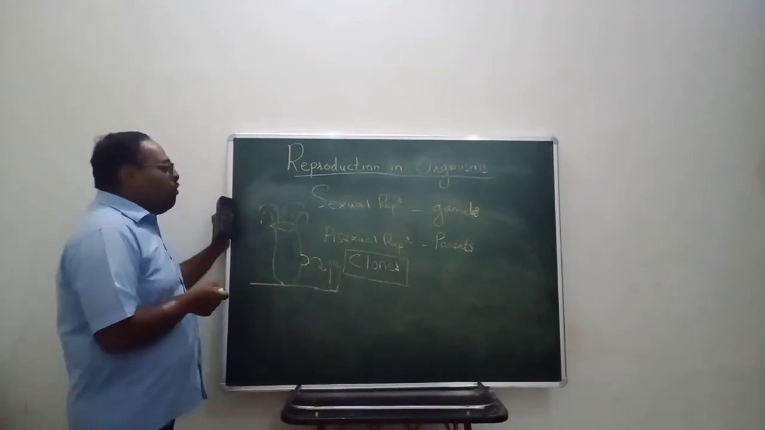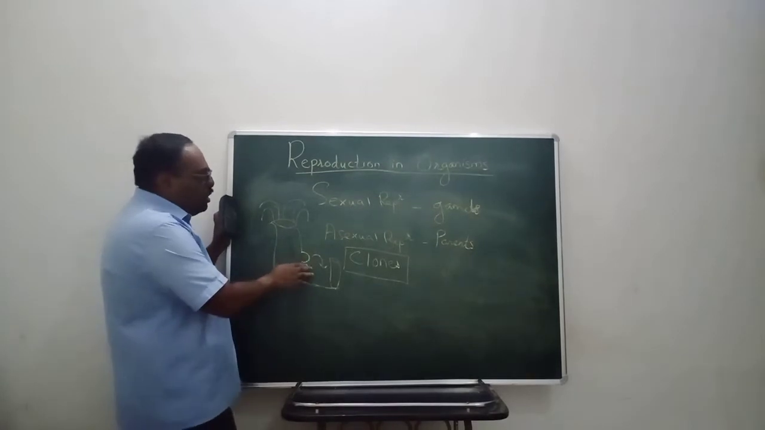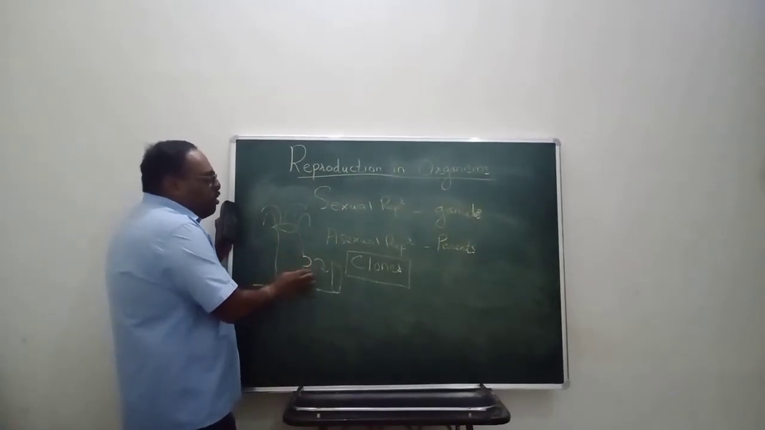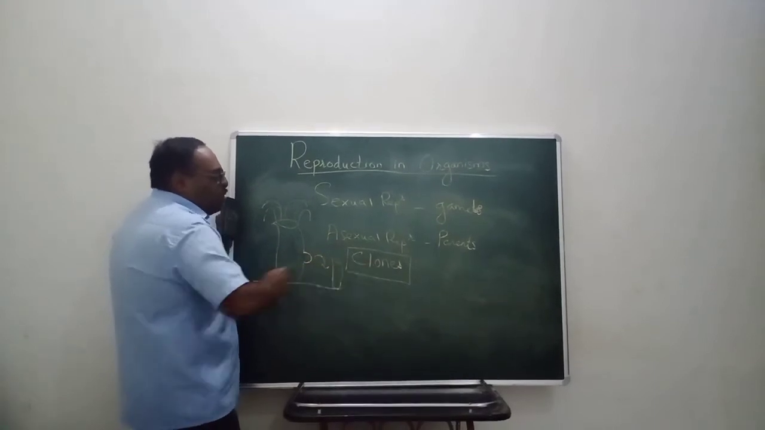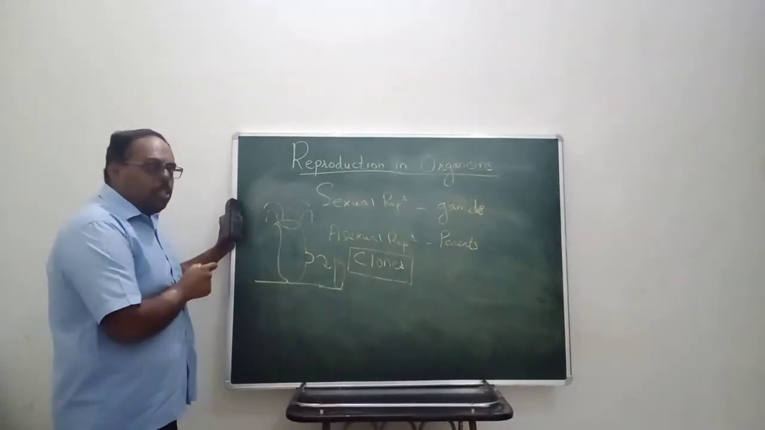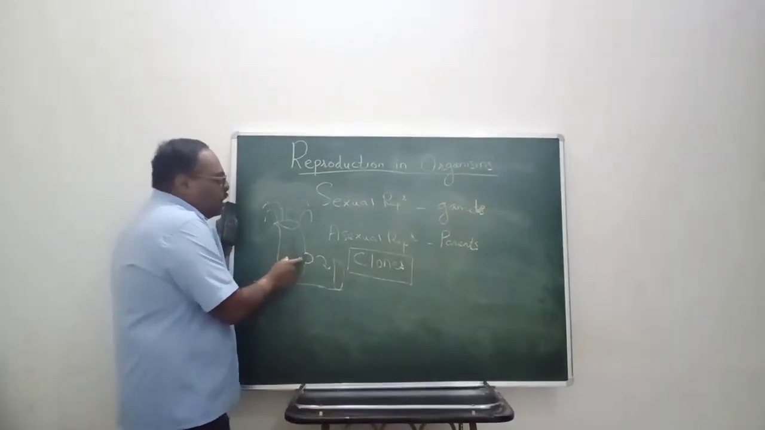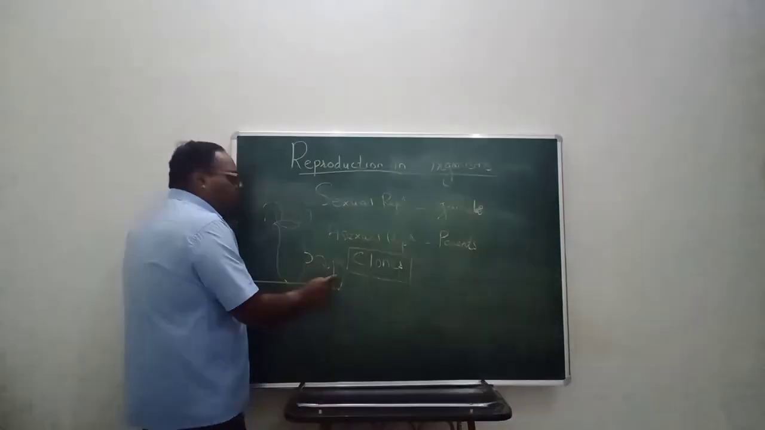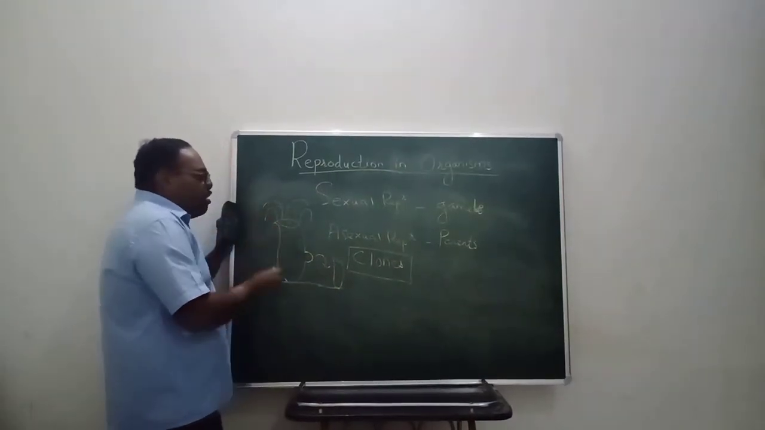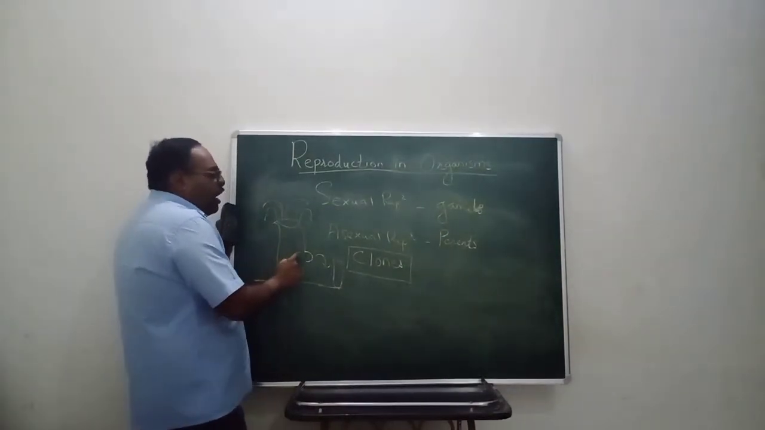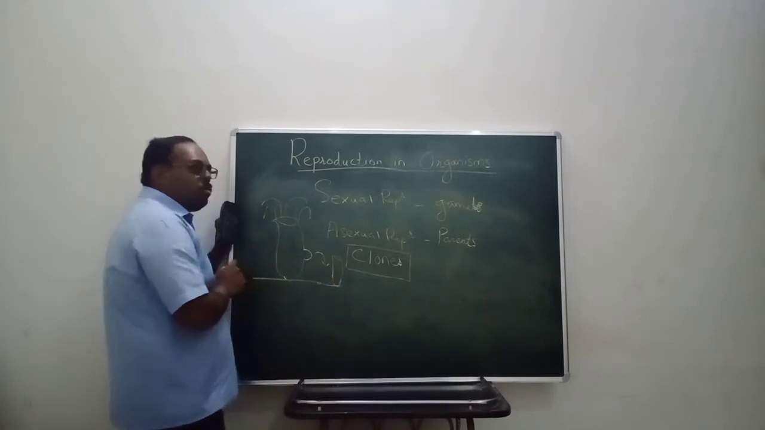maybe after a week or so. And this process is known as budding. And why is this offspring called a clone? Because whatever genetic material is present inside the parent, the same genetic material will be present here also. Whatever the characters of this parent, the same characters will be present here also.